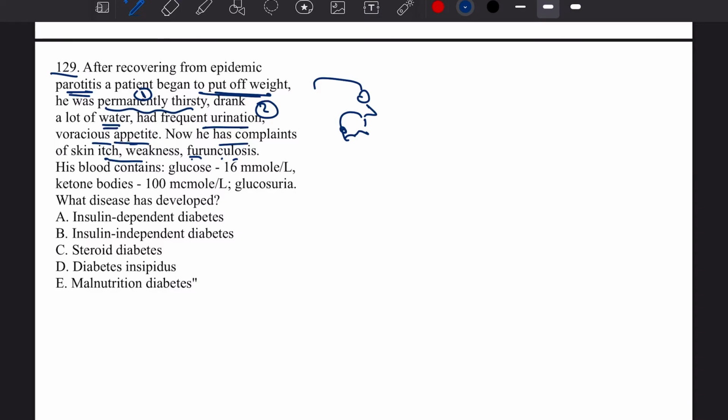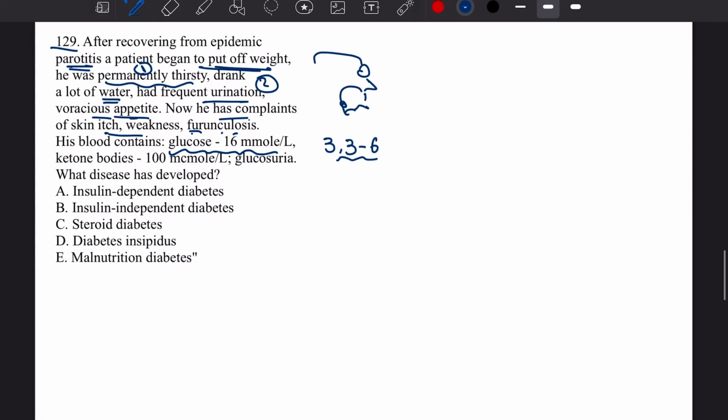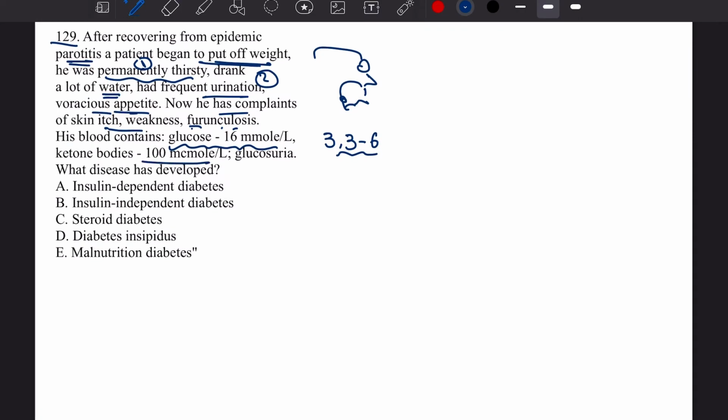His blood contains glucose 16 millimoles per liter. The normal glucose, you should necessarily know it, is 3.3 to 6 millimoles per liter. Ketone bodies 100. Okay, if they mention ketone bodies, in our course we explain about ketoacidotic coma, why it happens. But here let's continue the question. Glucosuria, glucose in the urine. So here it's clearly diabetes mellitus.